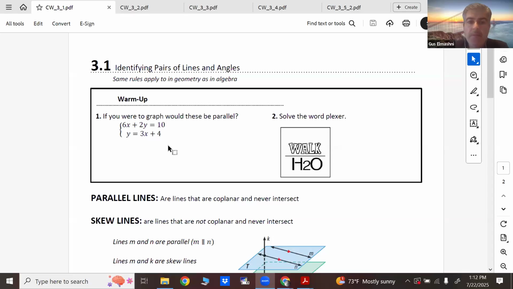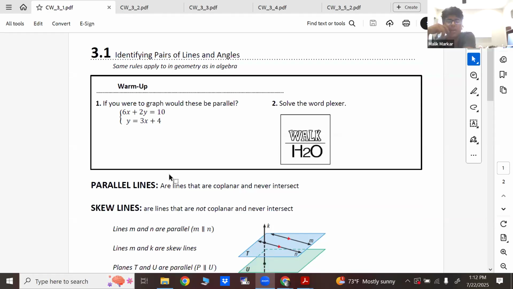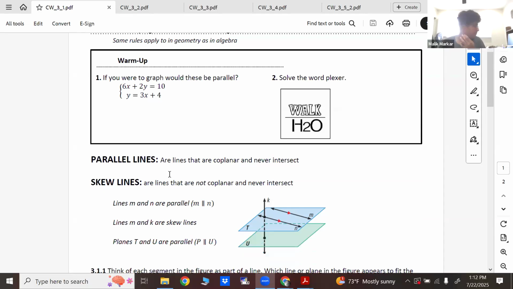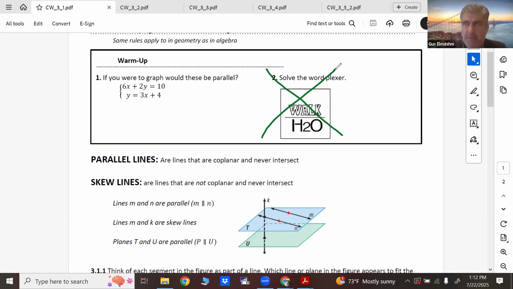Okay. We're going to talk about parallel lines. And first off, let's just talk about solving a system of equations. Just kind of a good review of Algebra 1. So don't worry about number 2. That's kind of a weird question. I don't really understand it. But if we look at number 1, how'd you go about solving that?